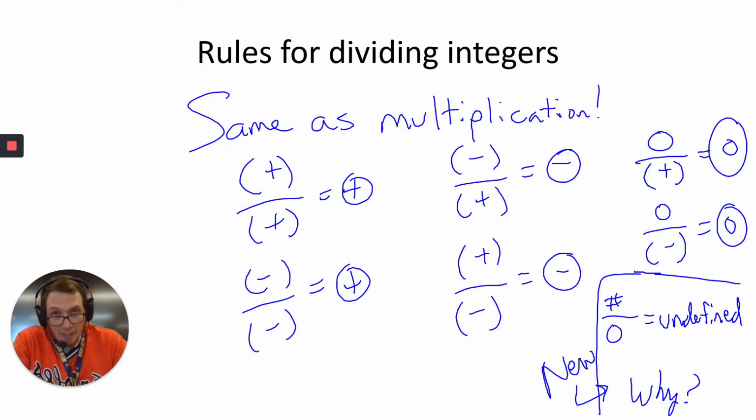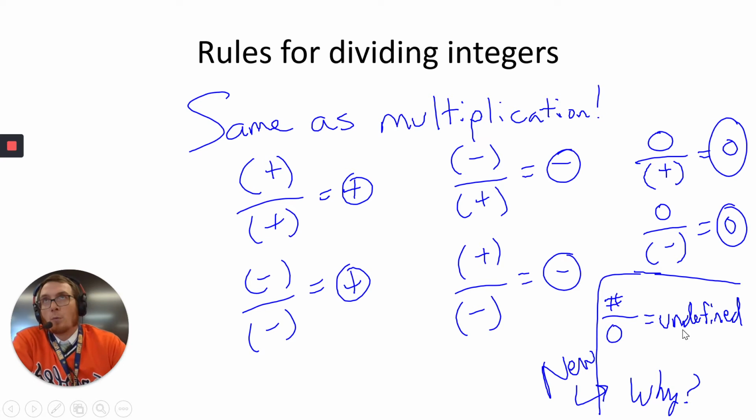So essentially, dividing integers is the same as multiplication. So the rules are the same. Negative divided by negative will end up being a positive, for example. One negative divided by one positive or vice versa will still be a negative answer. The one that is a little different is 0. 0 divided by either a negative or positive is going to be 0. But if it's a number divided by 0, it's undefined.